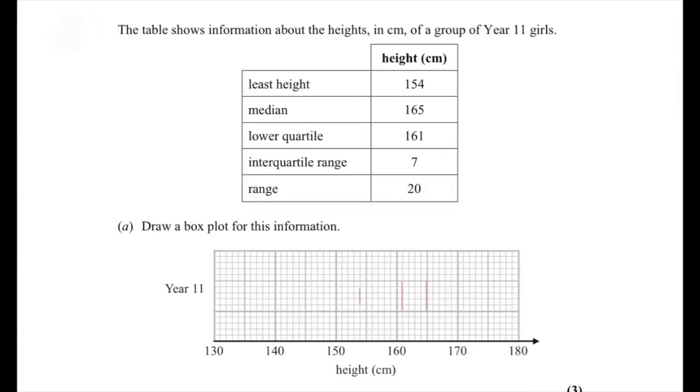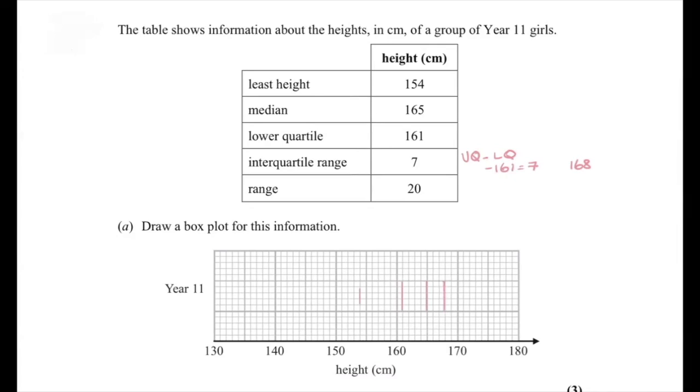And then the next line is not our upper quartile. Our next line is the interquartile range, which is found by doing the upper quartile take the lower quartile. So a number I don't know, take away 161 is 7. So we're going to just add that 7 and the answer is 168. So we can put that line in.